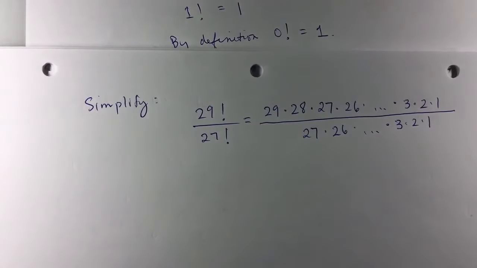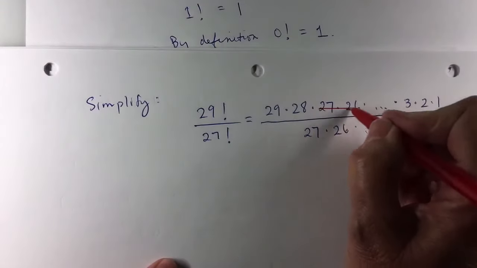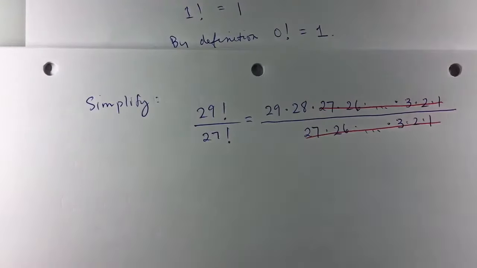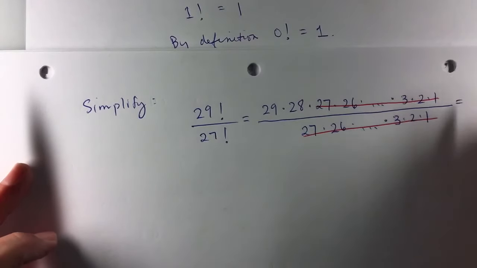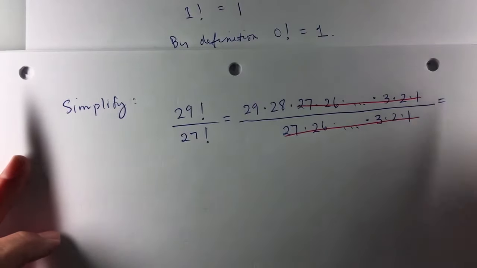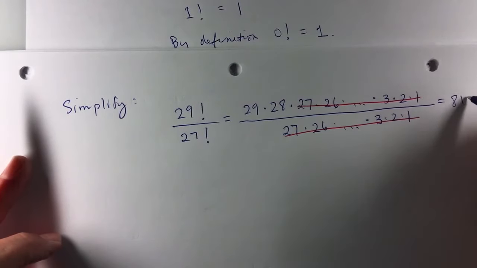And I can reduce, and the final answer would be what? 29 times 28. Somebody with a calculator, what is that? 820? 812. 812, thank you.